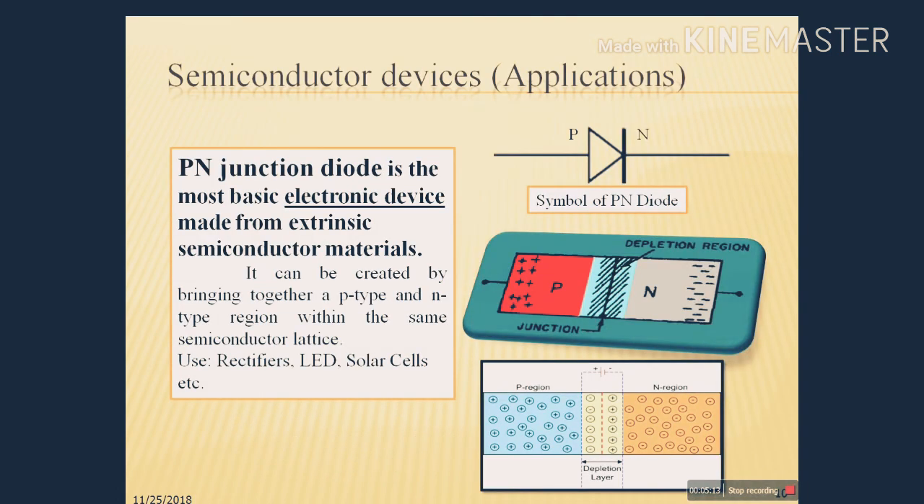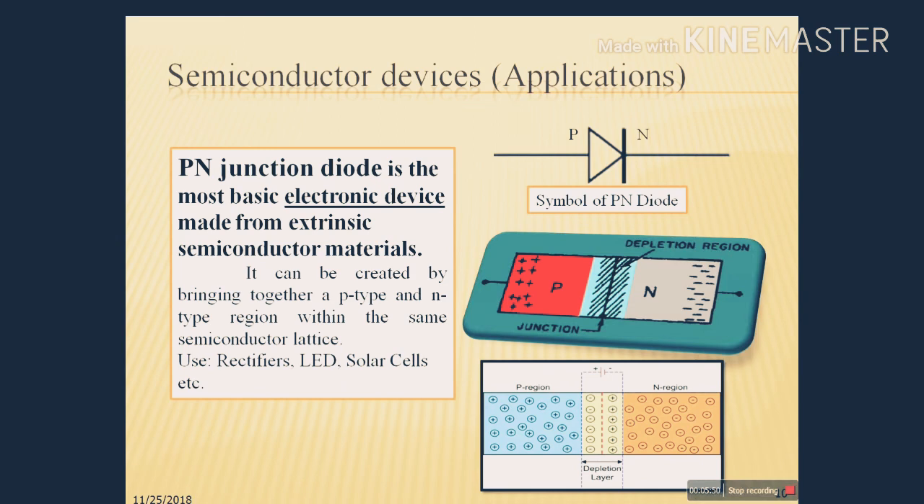Now we study semiconductor devices and their applications. The main application is the p-n junction diode. The p-n junction diode is the most basic electronic device made from extrinsic semiconductor. It can be created by bringing together a p-type and n-type region within the same semiconductor lattice. It is used as a rectifier, LED, solar cell.